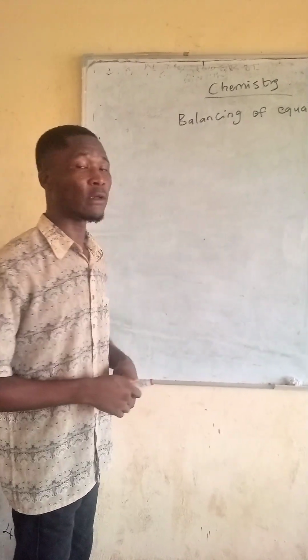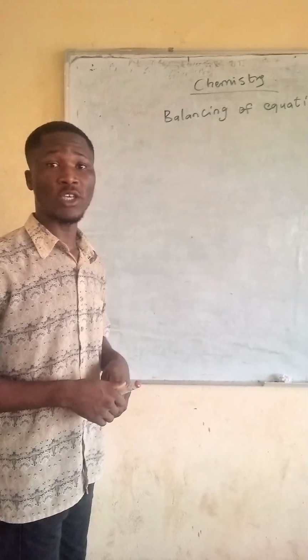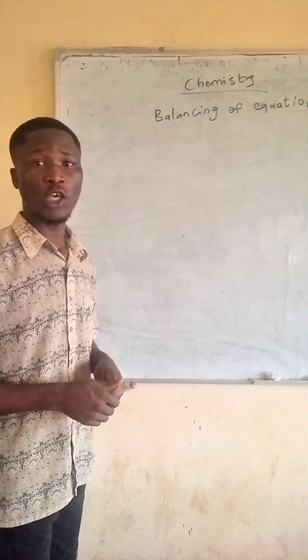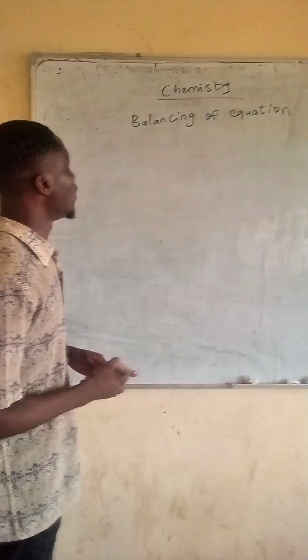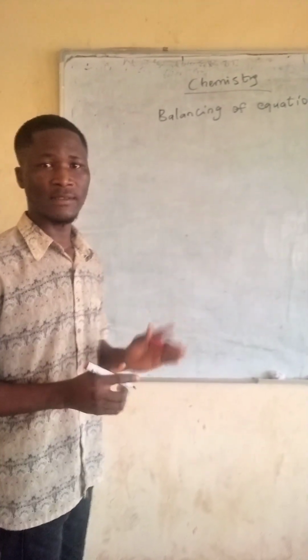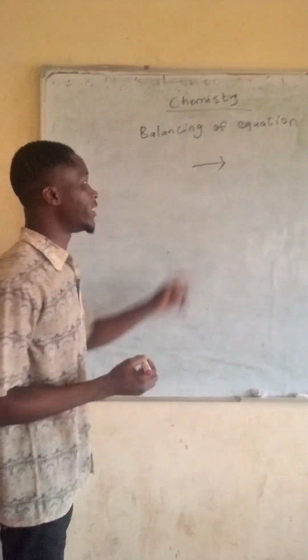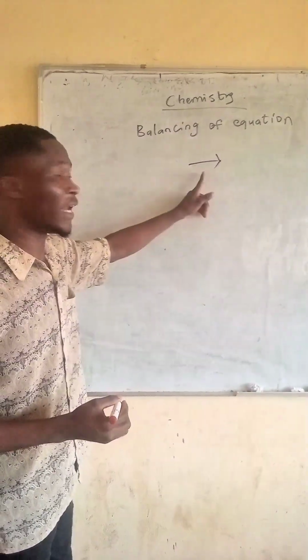Today we'll be talking about balancing of equations. We'll be showing you a simple trick we can use to balance equations. Now, an equation has two sides, and the two sides are separated by an arrow.